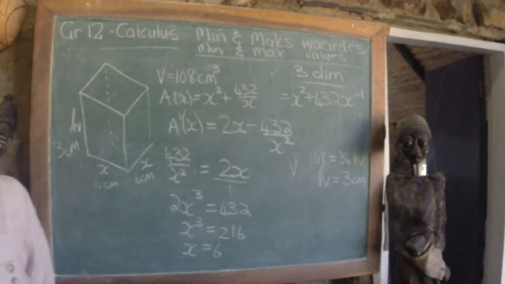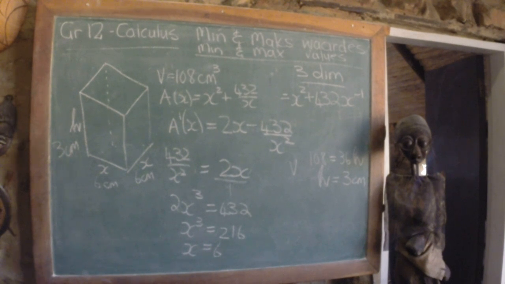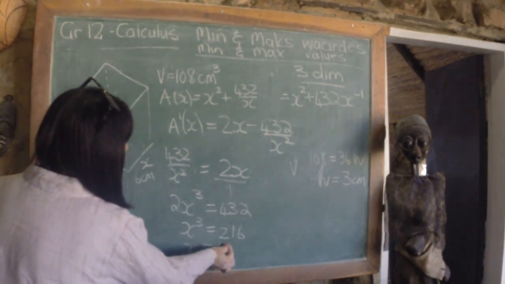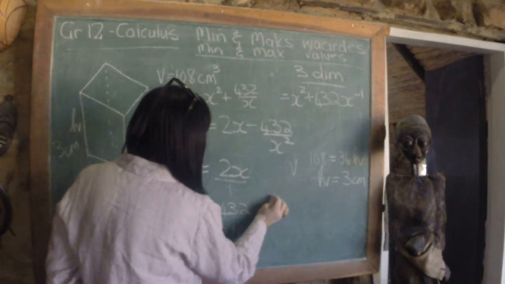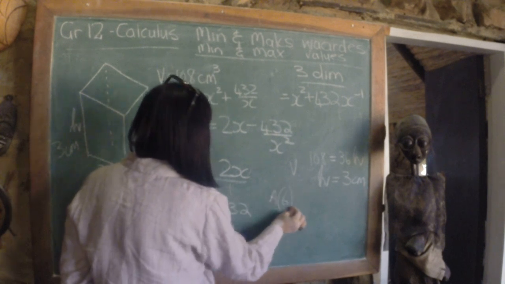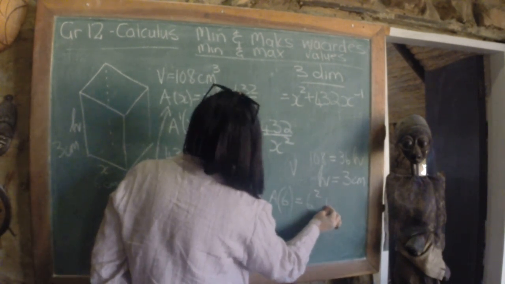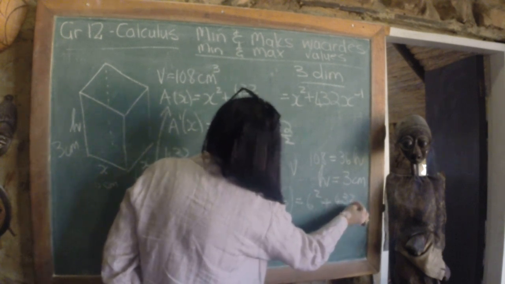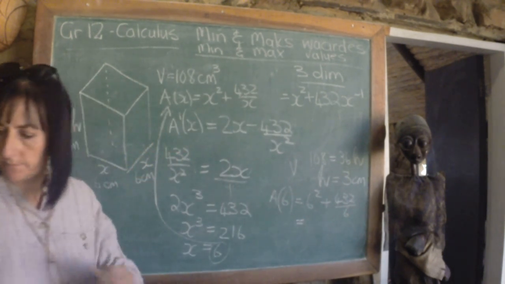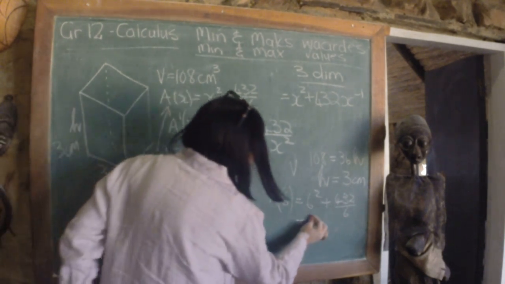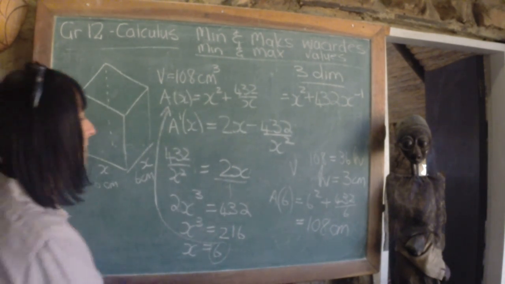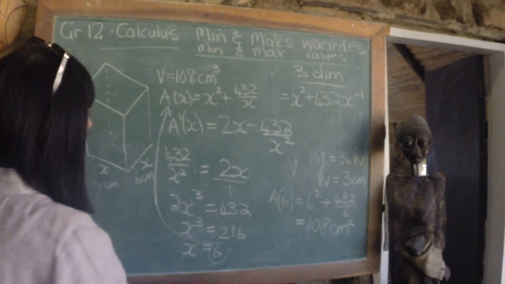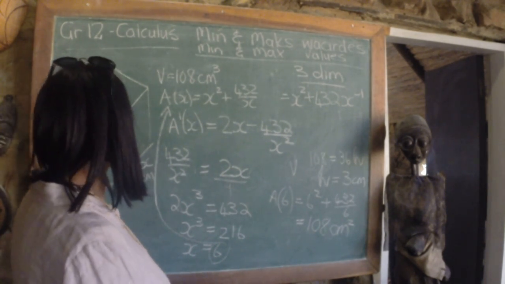And the last question is: determine the minimum surface area. Bepaal die minimum buiteoppervlakte. So ek kan nou my x-waarde binne in my oorspronklike buiteoppervlakte formule gaan insit. So ek kan gaan sê sit 6 binne in daardie formule in. So the minimum surface area is 108 centimeters squared. Want dit is buiteoppervlakte. So dis 'n toepassingssommetjie van 'n 3-dimensionele figuur.